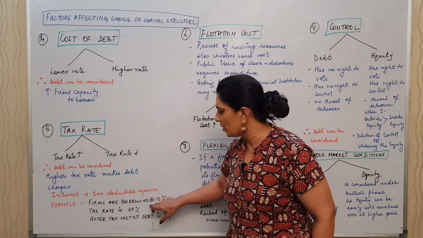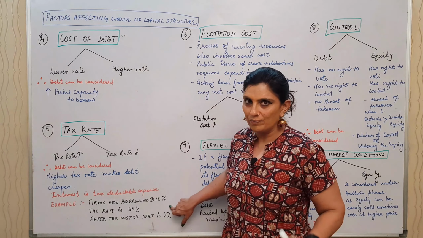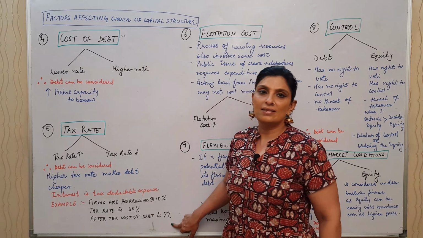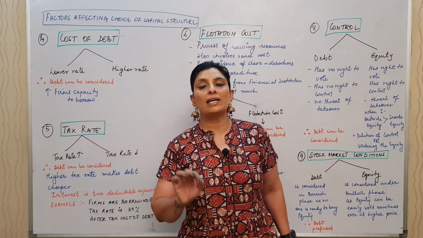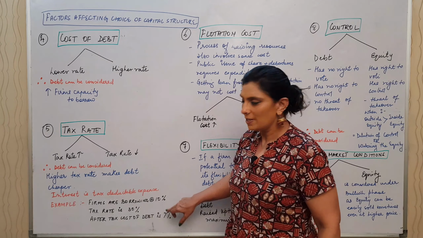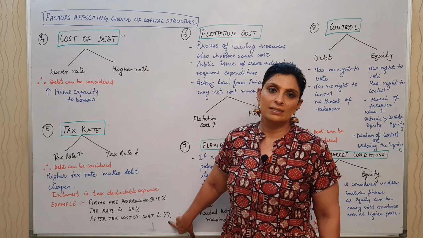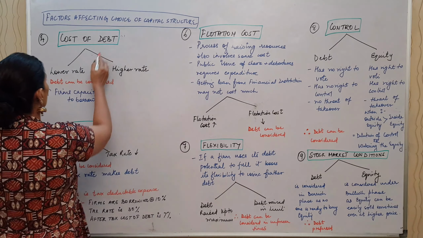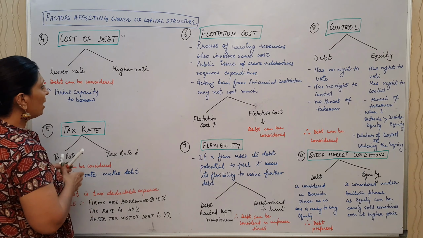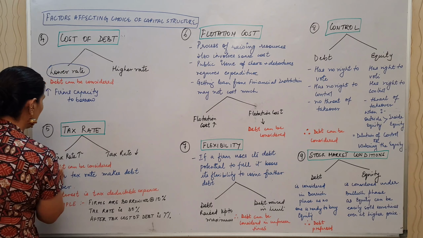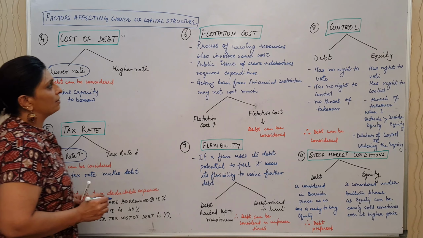For example, firms are borrowing at the rate of 10%, as we've done in the example. Tax rate is 30%. So after tax, cost of debt is 7%. It's as simple as that. If we are borrowing at 10%, and we take tax as 30%, so 30% will be 3 rupees, and after tax, cost of the debt will be 7%. This is what they are talking about in tax rate. For cost of debt, if you have a lower rate, then only can debt be considered. And if the tax rate is higher, debt can be considered.